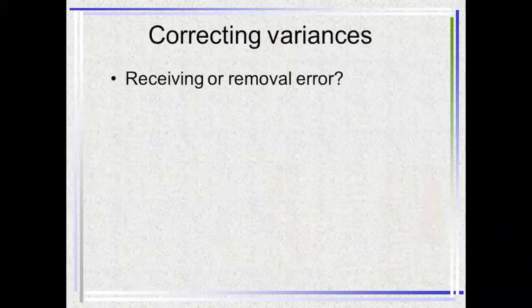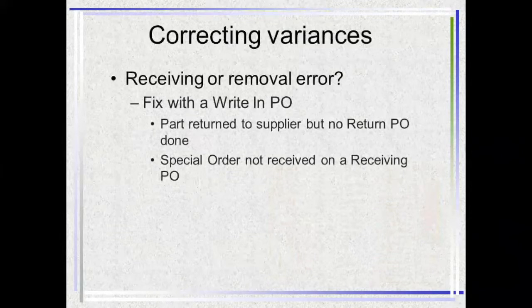Was the variance caused by receiving or return error? Fix the mistake with a write-in PO. A few examples are the part was returned to the supplier but no return PO was done. A special order part came in and no receiving PO was done.